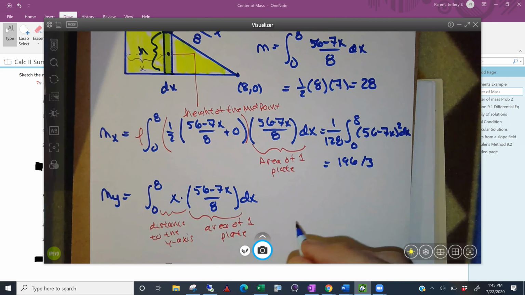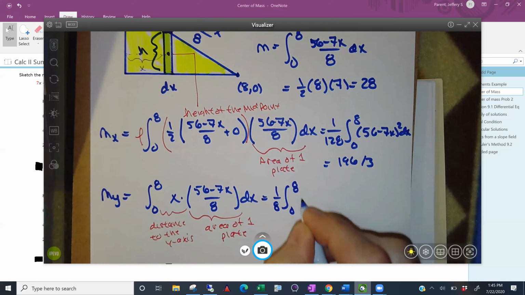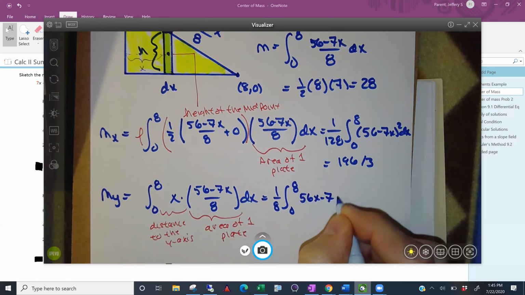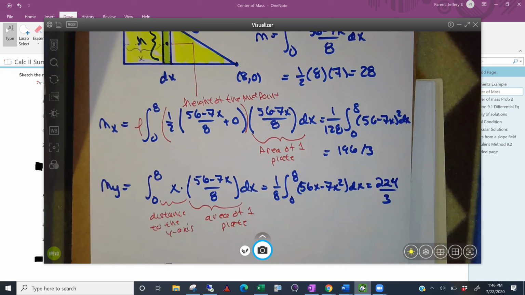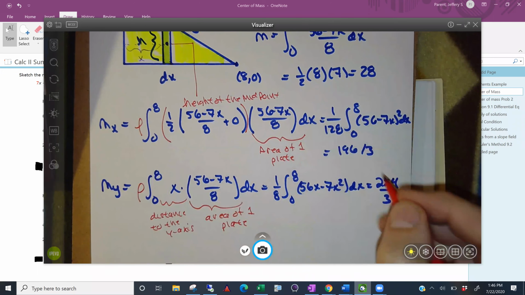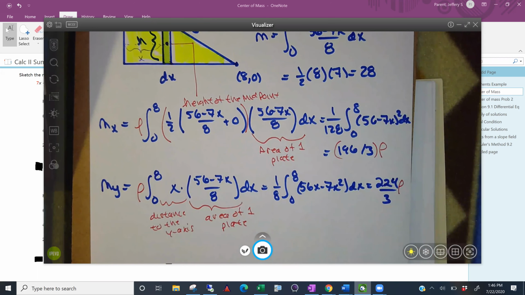All right. So, again, you can clean this one up. This is 1 over 8 times the integral from 0 to 8 of 56x minus 7x squared dx. And fast forwarding as before, that's 224 over 3. Now, if you account for the density, which is rho, then that's going to put a rho here times rho and a rho here. But let me show you why I don't really fuss with the density.